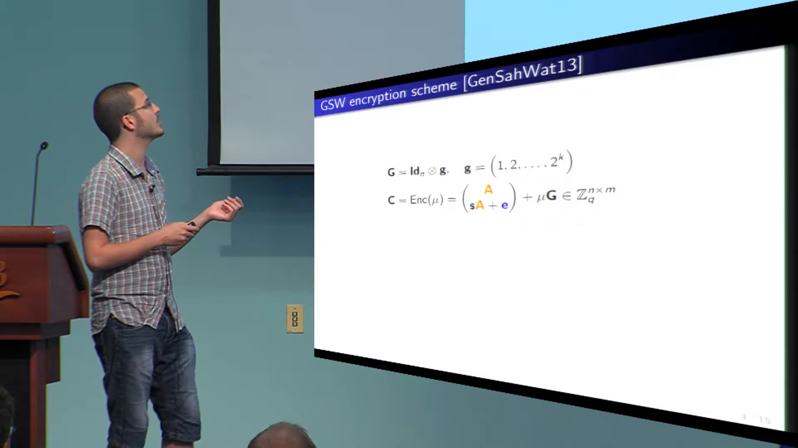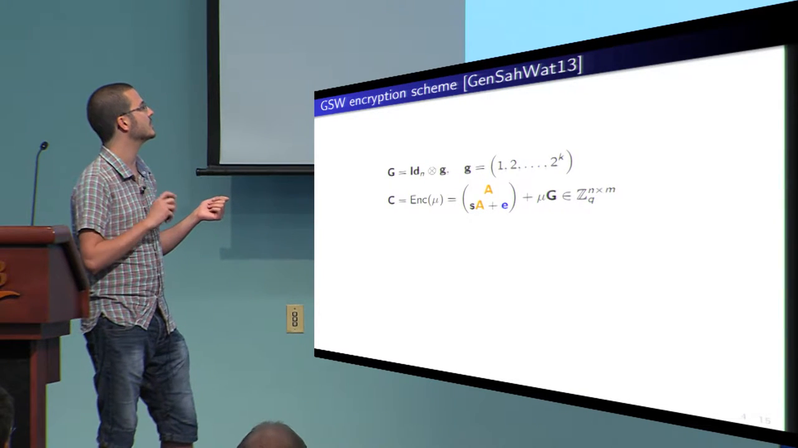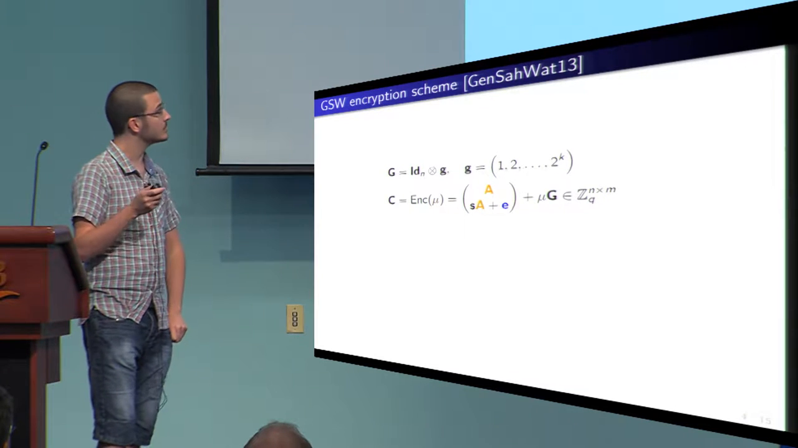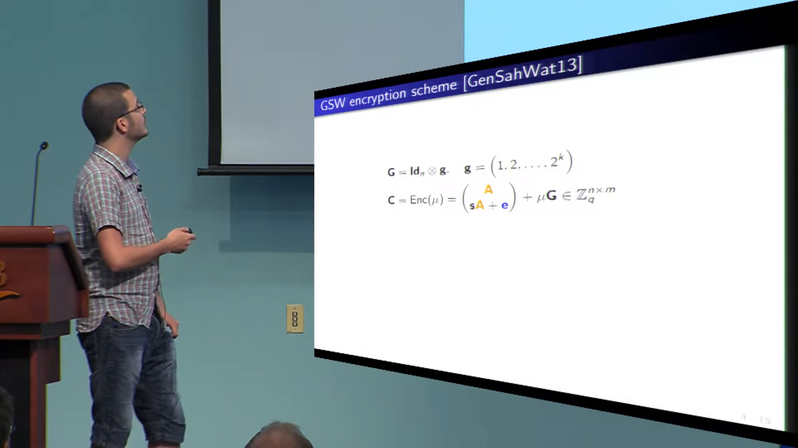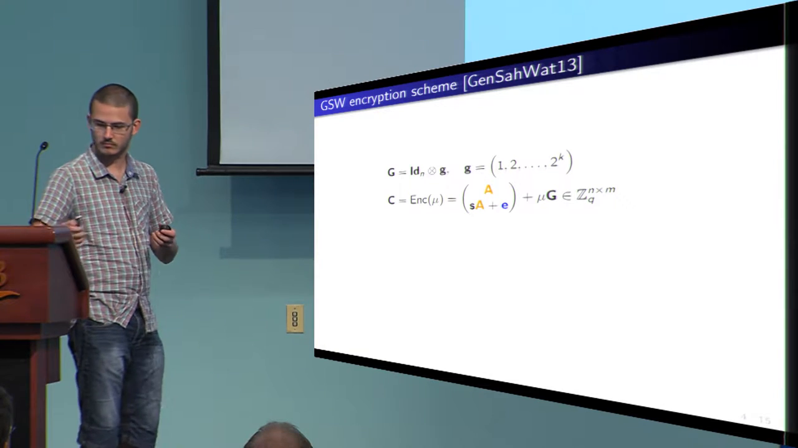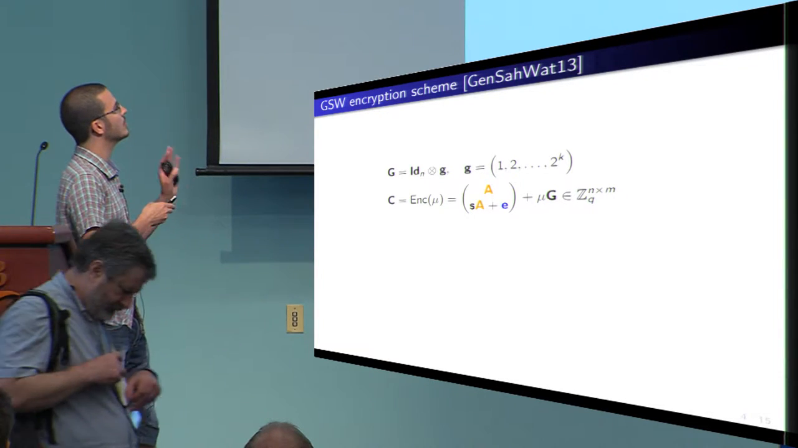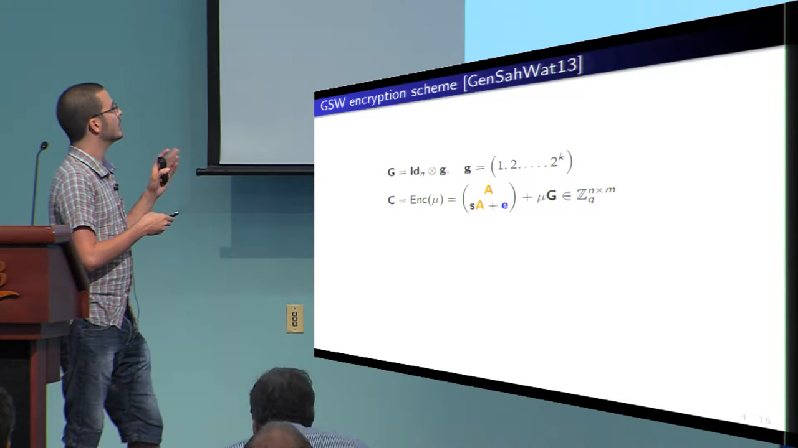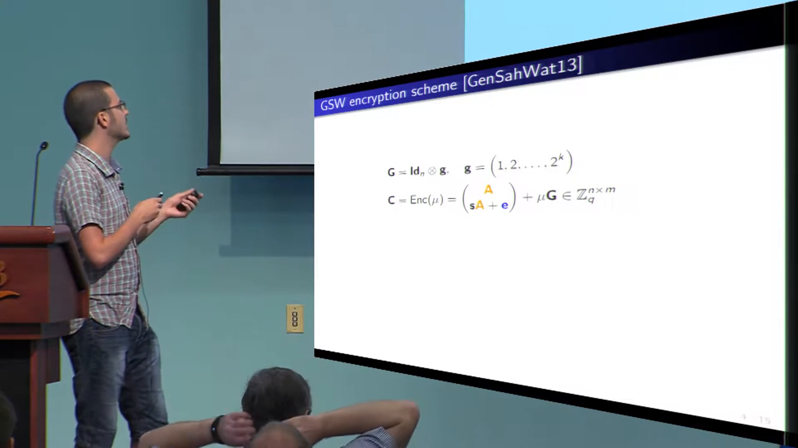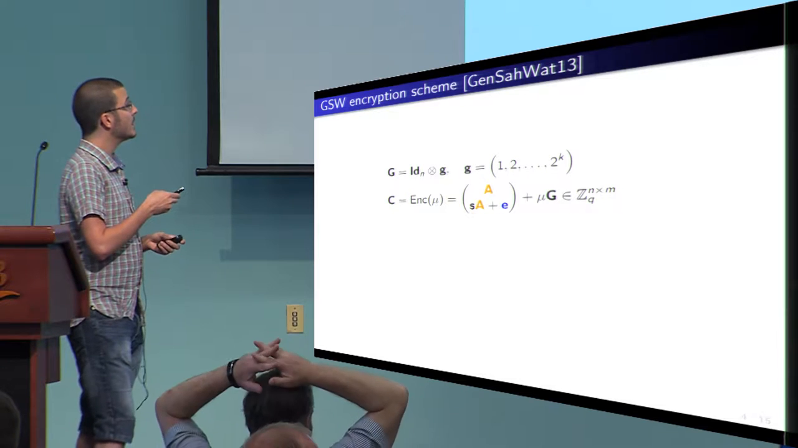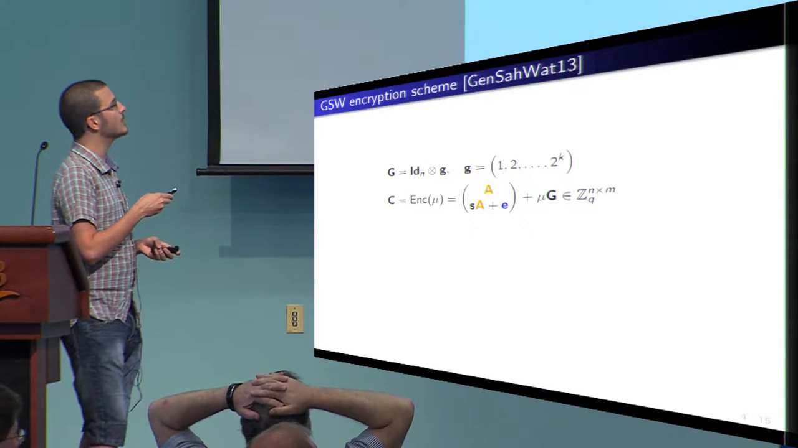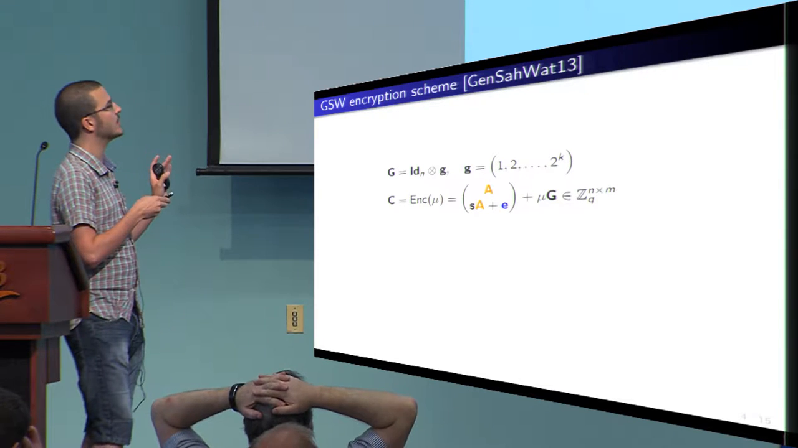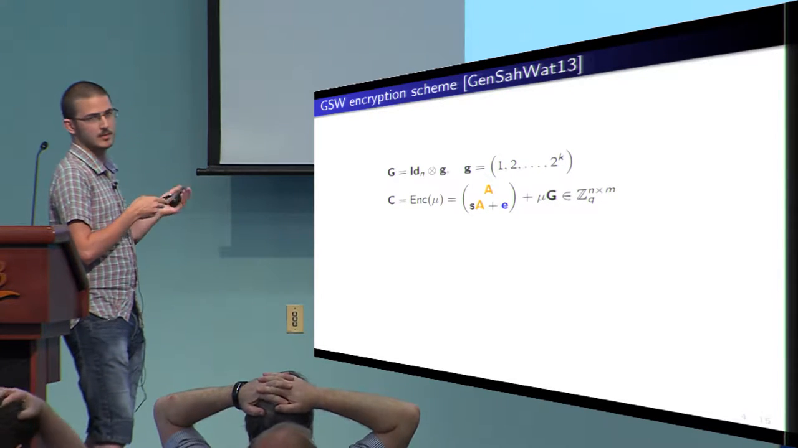An example of FHE, which you might have seen a few times already at this conference, is Gentry-Sahai-Waters, 2013. The G matrix here, the way it is made is not really important. What matters is how you encrypt and how you do operations. To encrypt, you have a random part, which is the matrix A. You multiply it by the secret S, and you add the noise part.